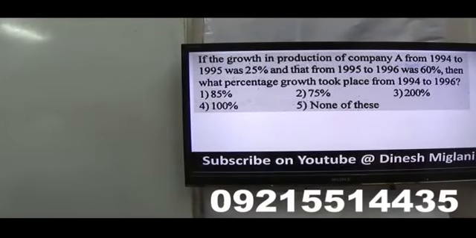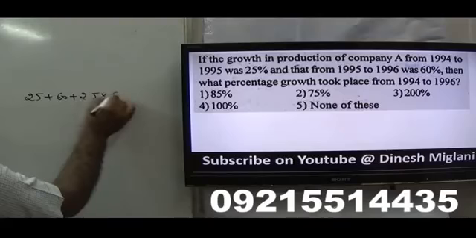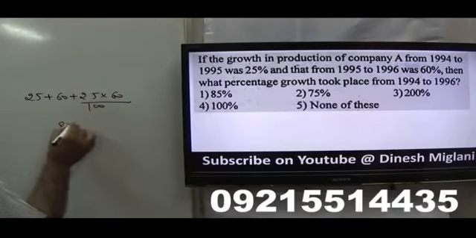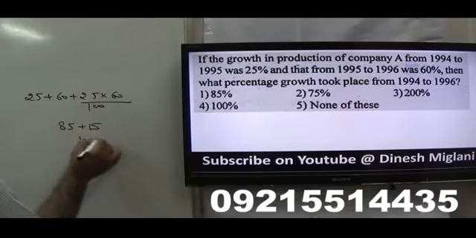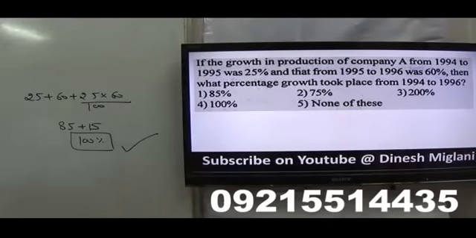The growth in production of A from 94 to 95 was 25% and from 95 to 96 was 60%. We have to find the percentage growth from 94 to 96. Apply successive percentage: 25 plus 60 plus 25 into 60 by 100, right? So we can say that is 85 plus 15, 100. So I can say overall percentage change is equal to 100%. Fourth is my answer, right? That's a simple application of the concept of successive percentage change, right? Let us take the next problem here.